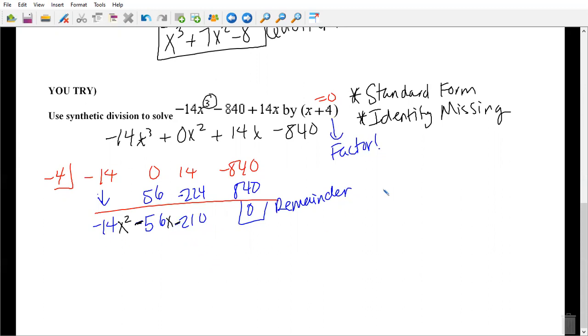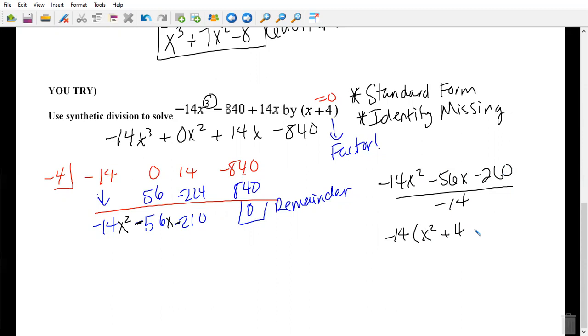This is not fully factored, so I'm going to factor that. So we have negative 14x squared minus 56x minus 210. I can factor out negative 14. That leaves you with negative 14 times x squared plus 4x plus 15. Oh, it is. Thank you. I was right at first.